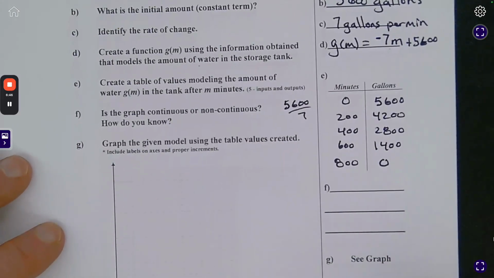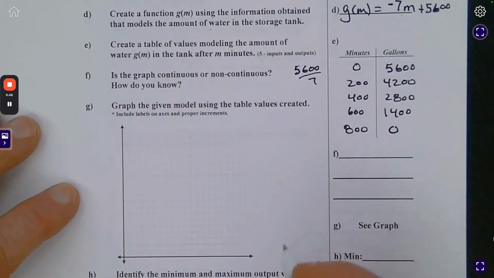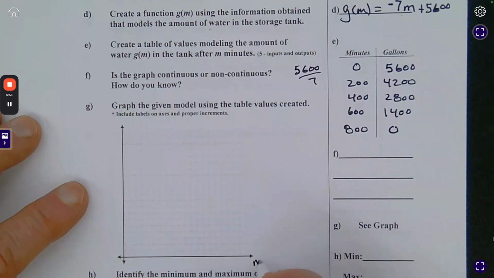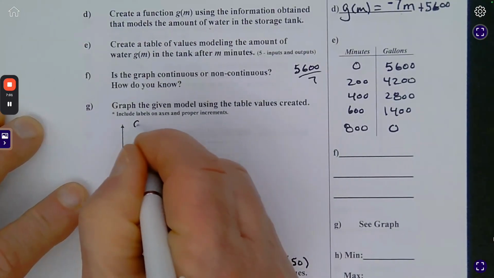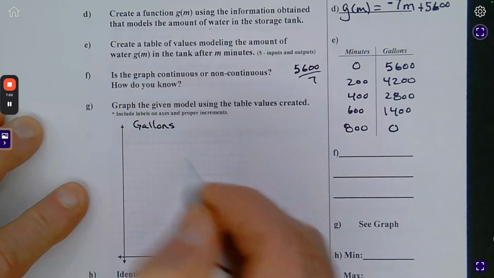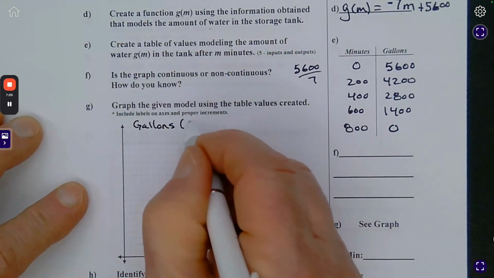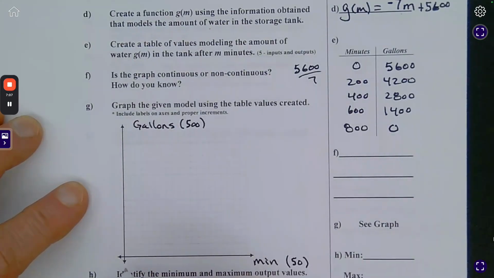Now let's graph it. The horizontal axis is gallons. Sorry, minutes. The first column is always the horizontal axis. I've got to go from 0 to 800, so I'm going to do increments of 50. For the gallons, I've got to go from 0 to 5,600, so I'm going to do 500.